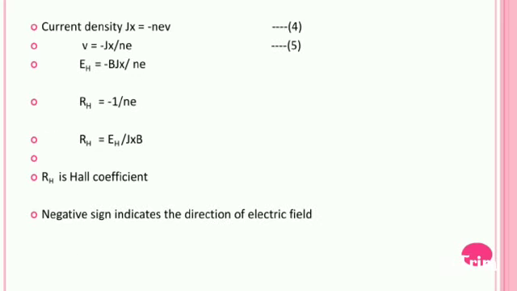Now, current density, that is Jx, is equal to minus N times E times V, where N is the number of charge carriers. From that, we find RH. RH is equal to minus 1 divided by Ne. That is equal to EH divided by Jx times B, where RH is the Hall coefficient, EH is the Hall field, Jx is the current density, and B is the applied magnetic field. The negative sign indicates the direction of the electric field. In the case of p-type semiconductors, RH is equal to 1 divided by Pe, where P is the concentration of holes.